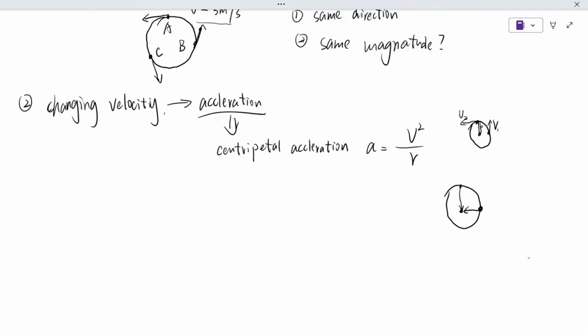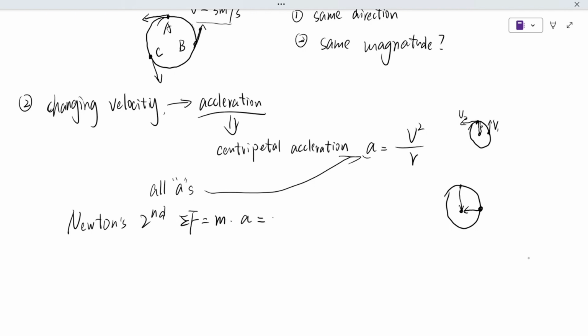Also, in uniform circular motion, you are supposed to use this a instead of just normal acceleration. Which means Newton's second law, net force F equals mass times acceleration, will become, in circular motion, m times v squared over r.